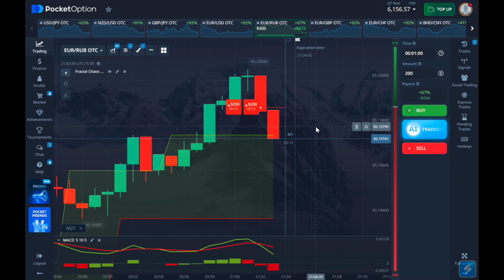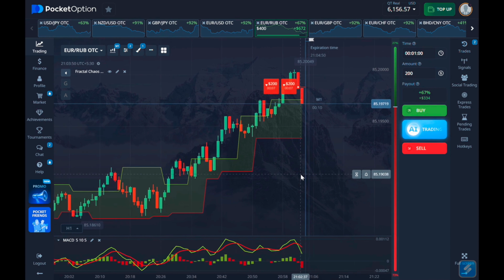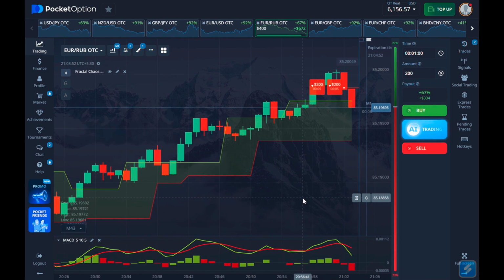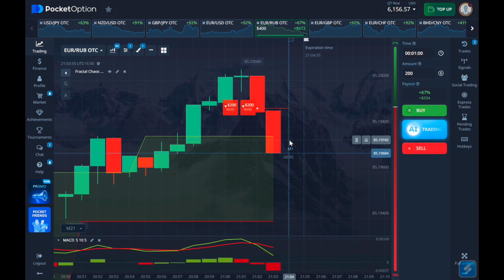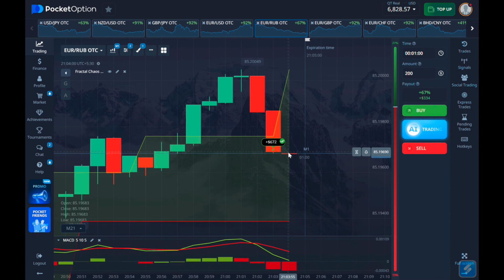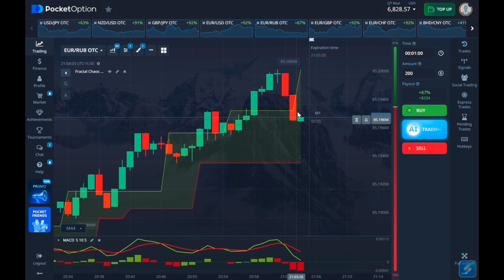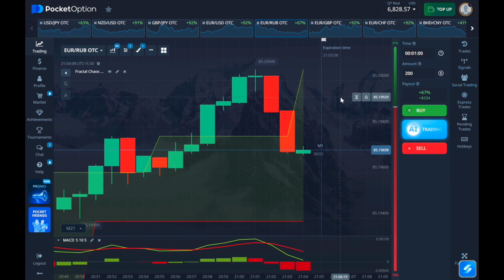Now, let's see. Our trade seems to be winning here. Let's wait a little and see what happens. I see a strong red candle, a strong sell candle. We've made a profit of $672 here, and now a downtrend has started because this red candle has crossed this green line. So that's it for today's video.